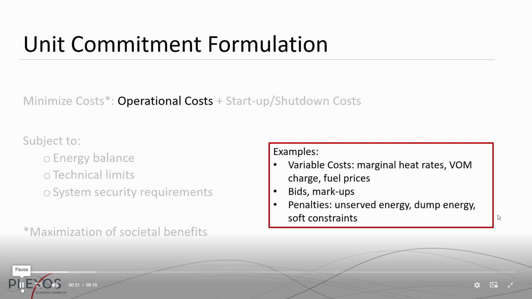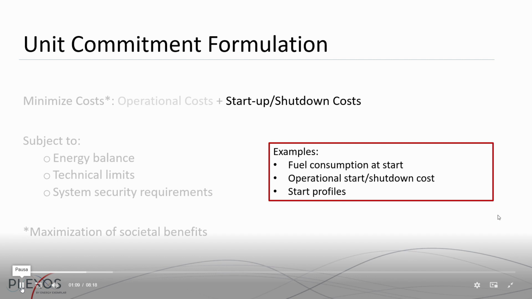For operational costs, we consider variable costs such as marginal heat rates, variable operation and maintenance charges, fuel prices. The cost minimization will also account for bids, markups, and penalties, such as penalties for unserved energy, dump energy, and soft constraints. Startup and shutdown costs can also be accounted for by modeling fuel consumption at start, operational start and shutdown costs, and detailed start profiles.